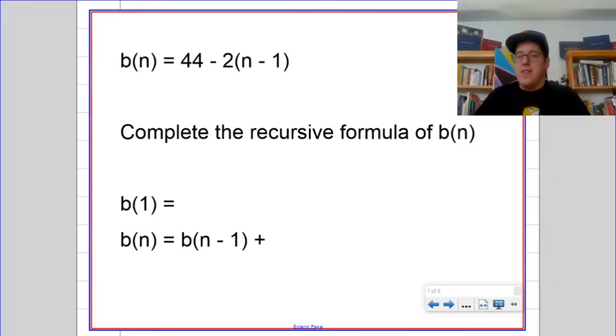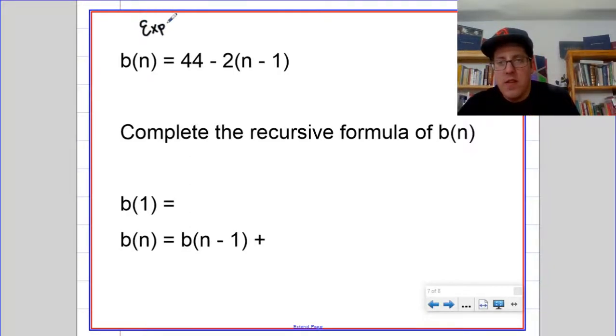One is like this one here, where you are given what is called the explicit formula. So explicit means that it's just spelled out for you. So this is the explicit formula for some sequence.